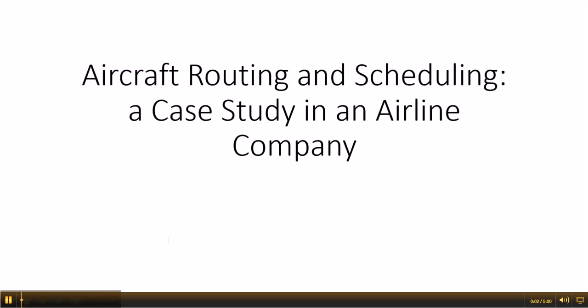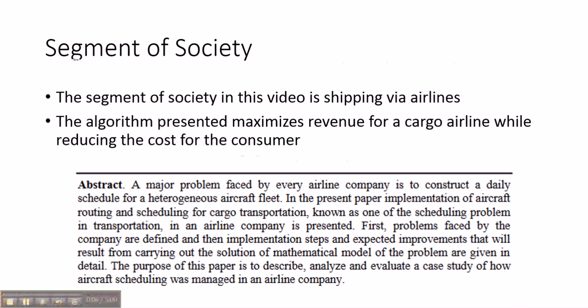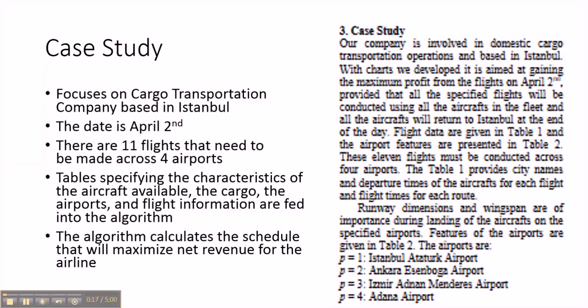The first case study is aircraft routing and scheduling. The segment of society in this video is shipping by airlines. The algorithm presented maximizes revenue for a cargo airline while reducing the cost for the consumer. It focuses on a cargo transportation company based in Istanbul.